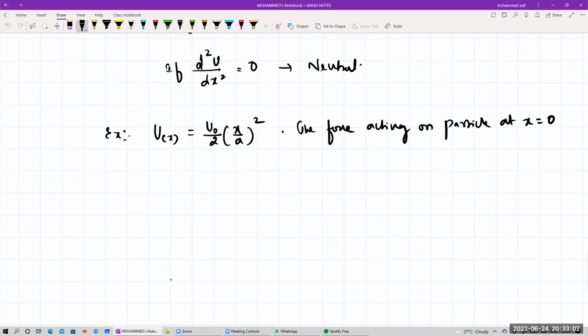U is given as a function of x. Yes, sir. So first we need to calculate the value of F. F is equal to minus dU by dx. Minus of U naught, differentiation of (x by a) whole square. a is also a constant, so a square becomes a constant. Differentiation of x square is nothing but 2x. The 2 cancels out. So this will be equal to x. Right?